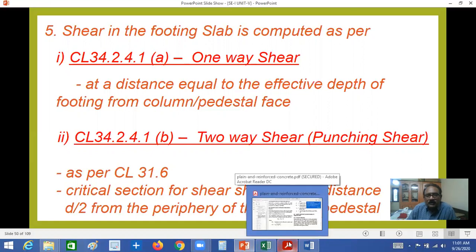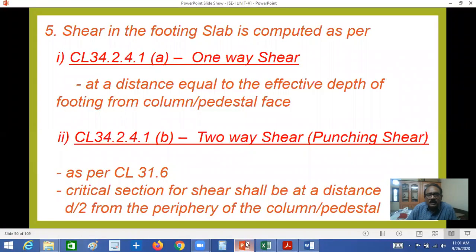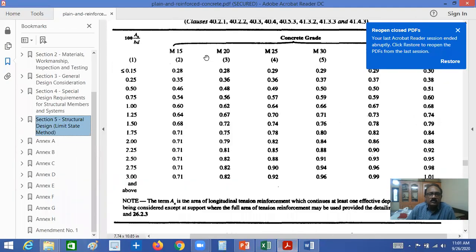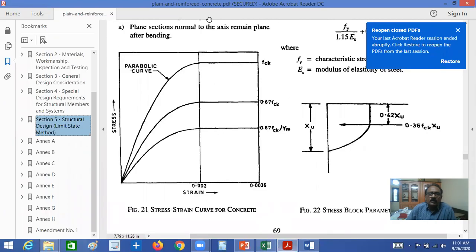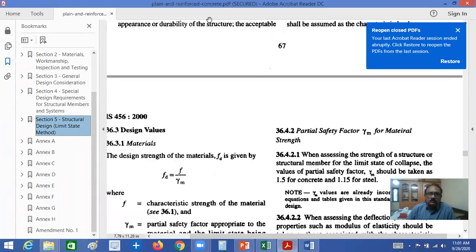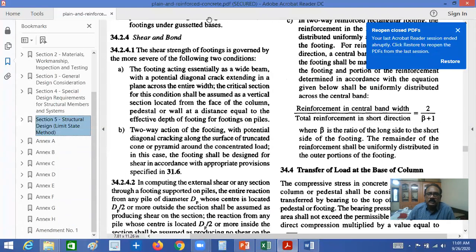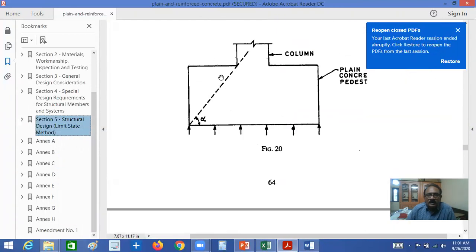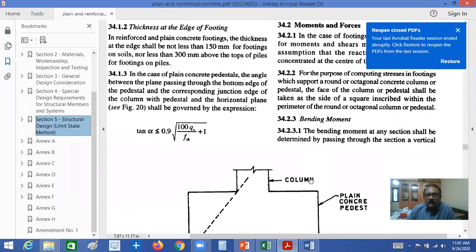See, before explaining that, we'll see what is in Clause 34. Always check what is given in this. If you see 34.1 here, this is 34.2.4.1. What I explained yesterday is 34.2.3.1, bending moment, how to calculate from the face of the column.